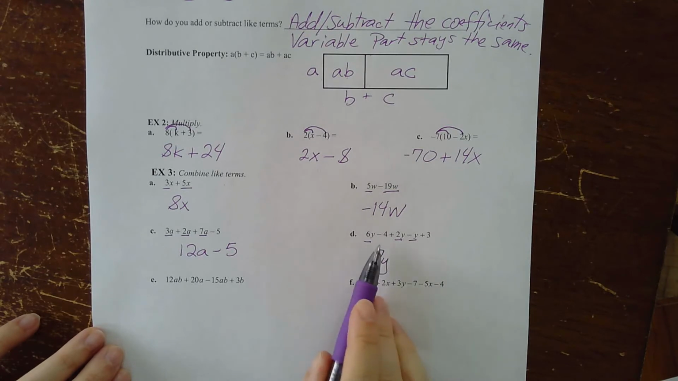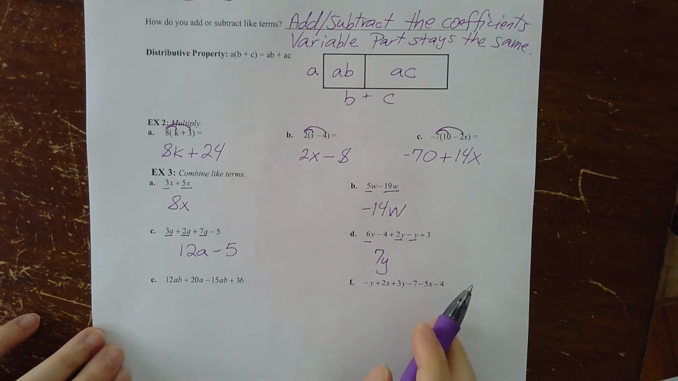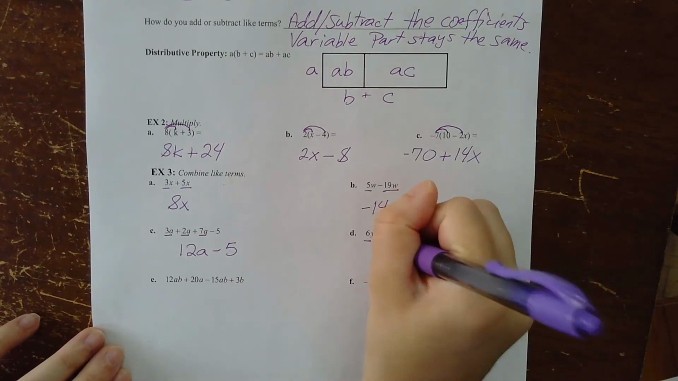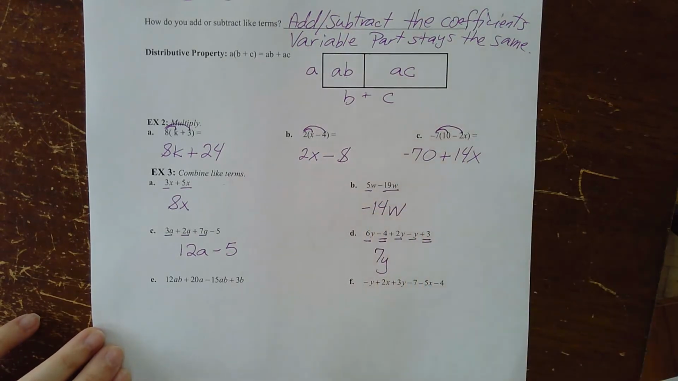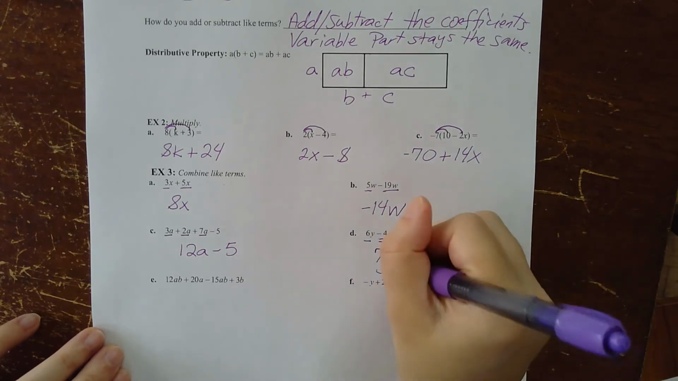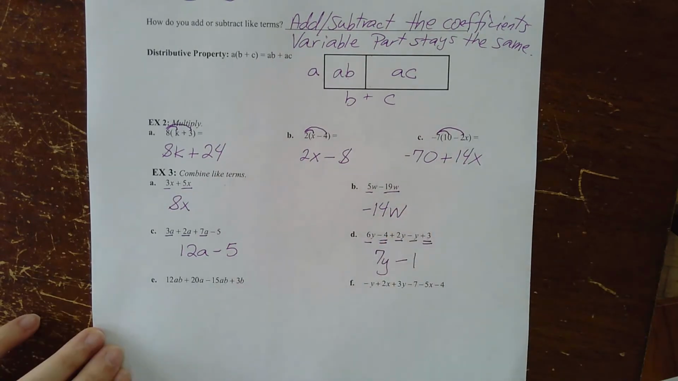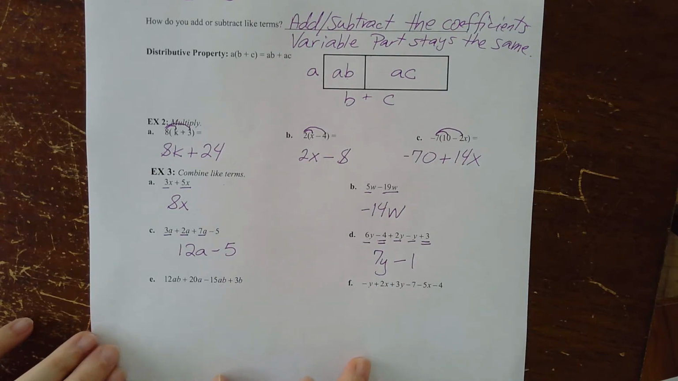Then I noticed that the minus 4 and 3, those are like terms. They don't have any variables. They're both constants. So the minus 4 and plus 3 are also like terms. So negative 4 plus 3 would be negative 1. So my simplified expression would be 7y minus 1.